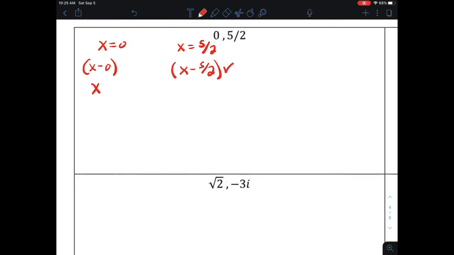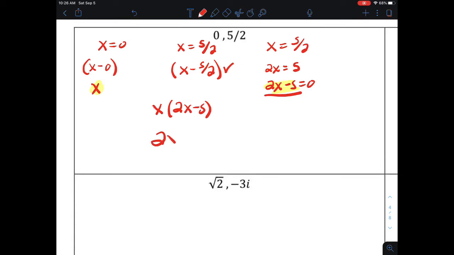So what I'm going to do is take x equals 5/2, and I can write it with whole numbers. I'm going to multiply by the denominator, and then subtract the 5 over. So we'll get 2x minus 5 is equal to 0, and there's my factor. So the factors we're going to use are x and 2x minus 5. The polynomial could be written in factored form as x times 2x minus 5, and we'll just multiply this together. It makes 2x squared minus 5x.